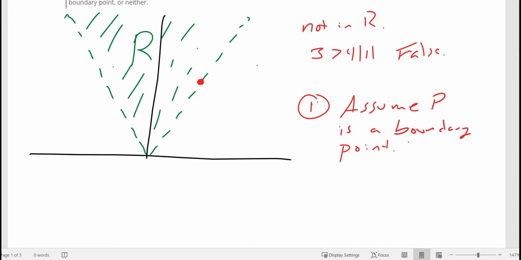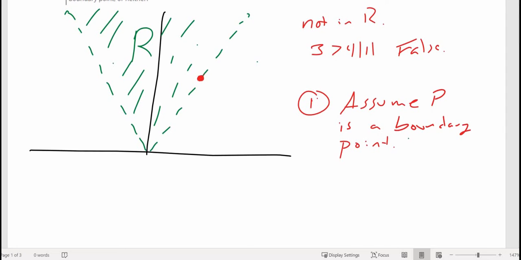That means that if you were to draw a circle around that P, centered there, you would have to have part of the circle inside and part of the circle outside. So there has to be at least one spot that falls inside of the region and at least one spot that falls outside of the region for that to be a boundary point. And it doesn't matter how big this circle is.